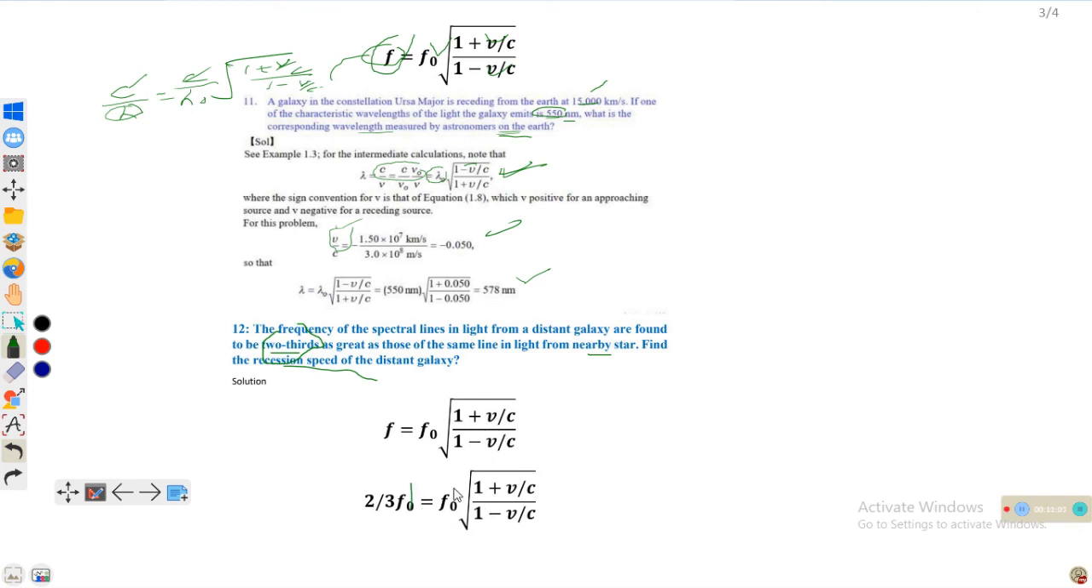So this F naught will cancel with the F naught, and we will square both sides. This becomes 4 over 9 equal to (1 plus V over C) over (1 minus V over C). If we cross multiply on both sides, we will find the recession speed in terms of C. So this is the required answer to this question. At this question I will stop my lecture, and we will try to solve the onward questions in the next lectures.